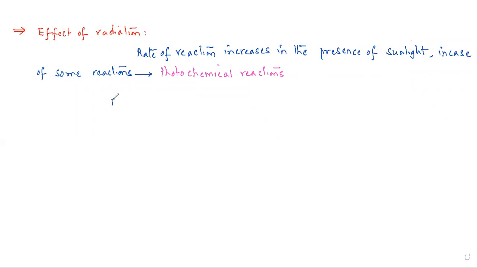Let me give you an example. Formation of HCl from hydrogen and chlorine in the presence of sunlight. There are certain other things which also affect the rate of reaction, like the pH of the solution.